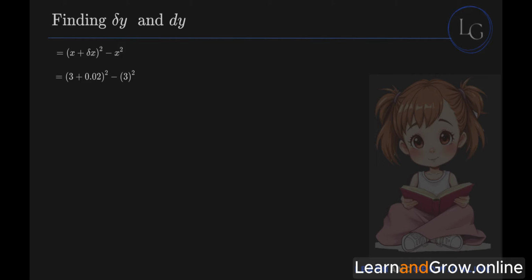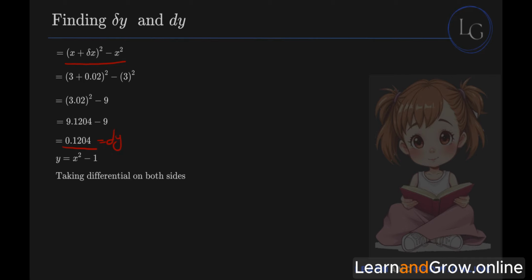Now, that was the expression for delta y. Now let's find the value of delta y. As you know, the value of x plus delta x was 3 plus 0.02, and that is whole squared minus x squared, so 3 squared. Now, this turns out to be equal to 0.1204. This is the value of delta y. Now let's find dy.